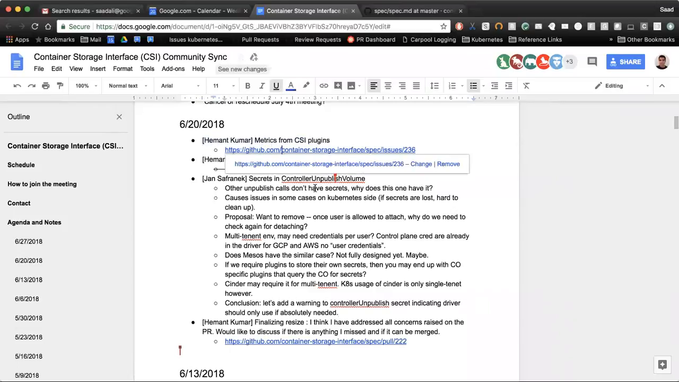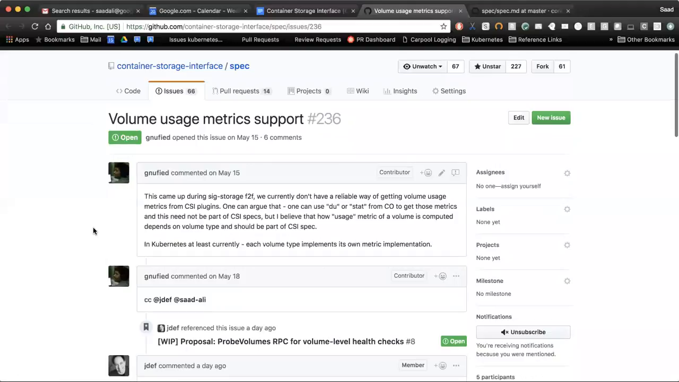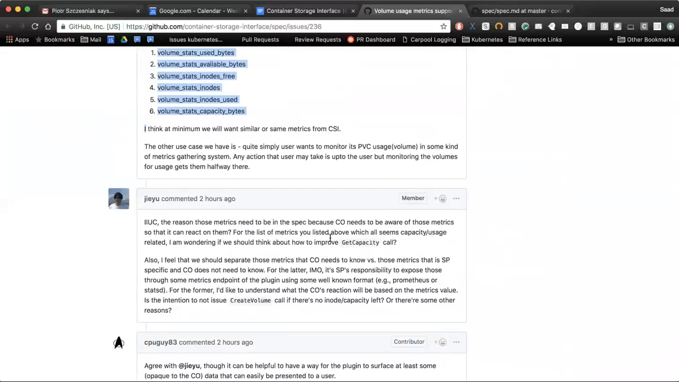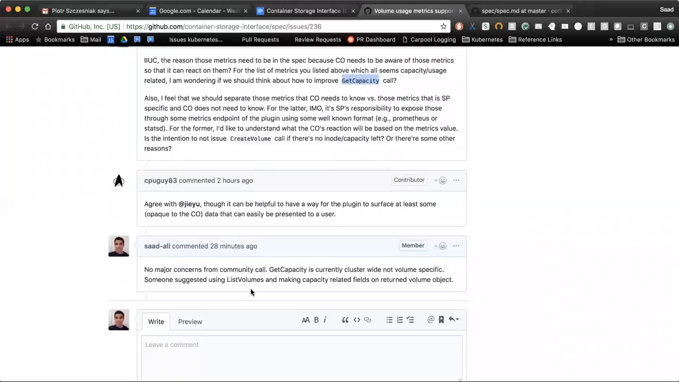So, metrics for CSI Plugin. It seems like the metrics that we're most interested in are related to capacity. Yeah. And then I think G proposed extending the get capacity call. I think the only concern that we raised on the call was that the get capacity call is currently a cluster-wide operation and it's not volume specific. So somebody suggested extending the volume object that we have today.